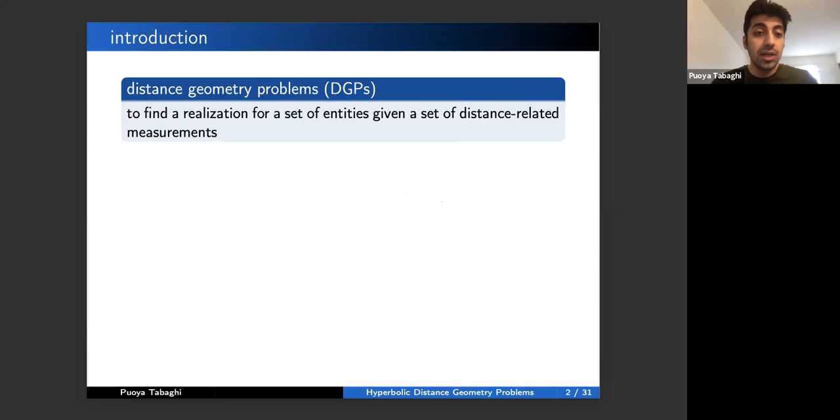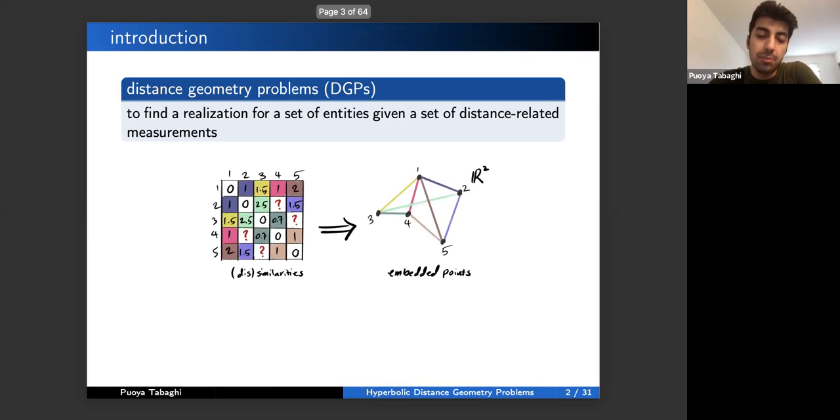Okay, so in the most basic sense, distance geometry problems aim to realize a set of points in a metric space, usually Euclidean space, given a set of distance-related measurements. And I use the word distance-related because not always do we have exact distances. In some applications, actually many applications, we have dissimilarity data that are different from distance measurements, and I will get to them later on. But from here on, I keep talking about dissimilarities. You can, in your mind, replace it with distances.